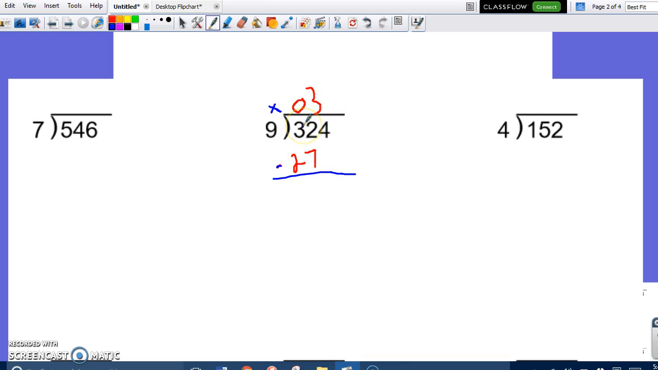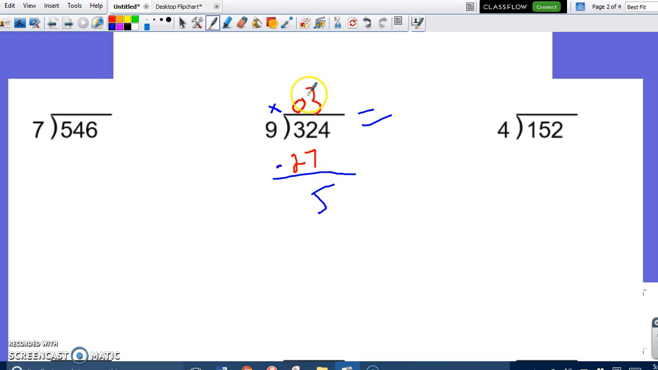How many digits does it take to get to 32? 27, 28, 29, 30, 31, 32. 5. See how I did that? Again, start with 27, go up to 32 and count. 27, 28, 29, 30, 31, 32. 5. Now I have everything I need in order to make my fraction answer, right?